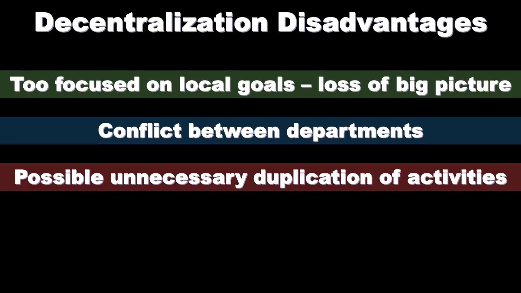Possible unnecessary duplication of activities. So as we decentralize, it could be the case that you have two different departments that are basically repeating activities that could be done in one area. So in other words, if you had one centralized area that was run by the corporate office, decisions being made and then dictated throughout the company, then those types of activities that are going to be necessary for multiple departments would then be dictated and be made in accordance with that hierarchical structure.